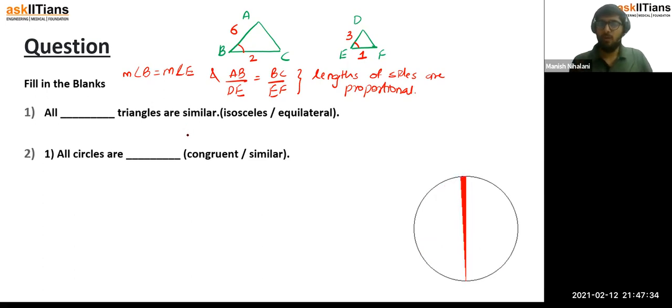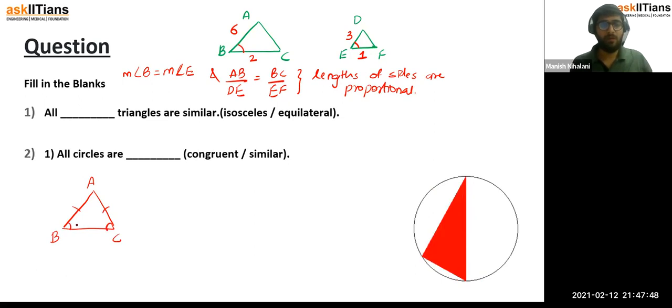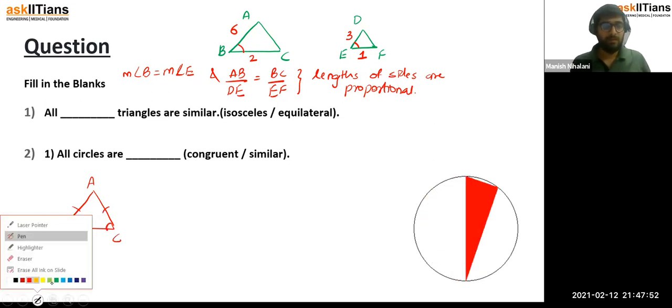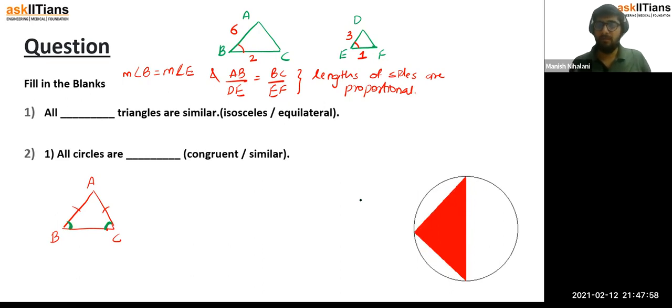So are all isosceles triangles similar? First of all, what is an isosceles triangle? Isosceles triangles have two same sides, right? And if two sides are the same, their corresponding opposite angles are also the same, right? So these are isosceles triangles. Whereas in an equilateral triangle, all the angles and all the sides are the same.